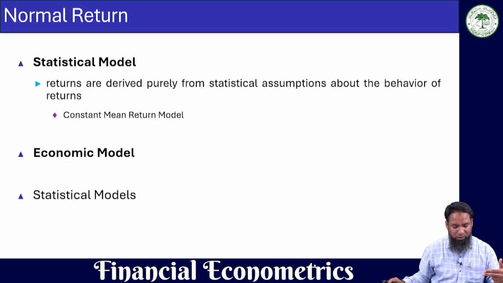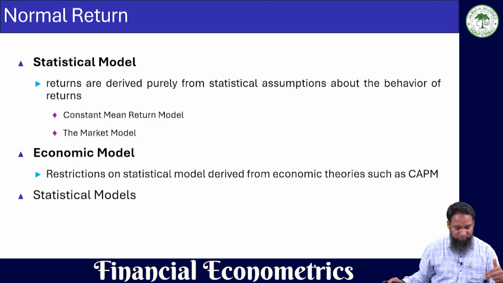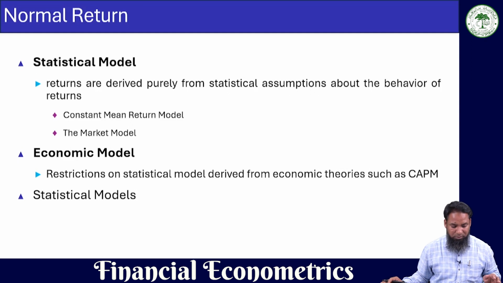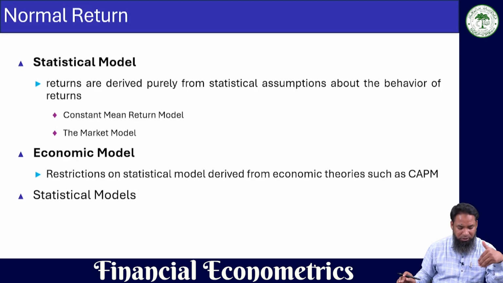And in that category we have two kinds: the constant mean return model and the market model. In the economic model, we put certain restrictions on the statistical model, and those restrictions are derived from certain economic theory. So in the next lecture we will discuss what the constant mean return model is, what the market model is, and how we derive the normal return using these two different approaches. Then we will also discuss how we calculate the abnormal return and how we formulate the statistical method to examine the significance of those abnormal returns.